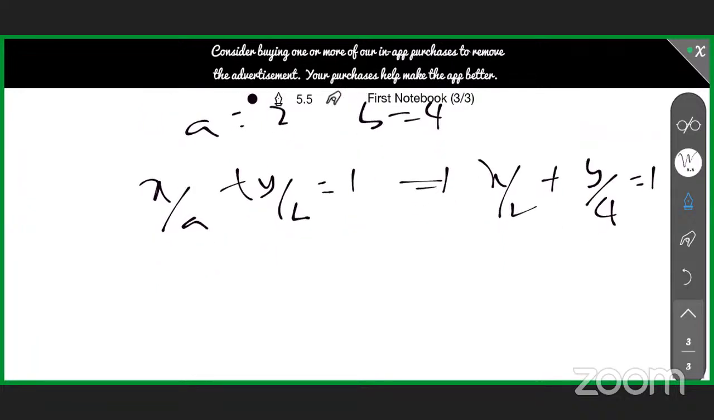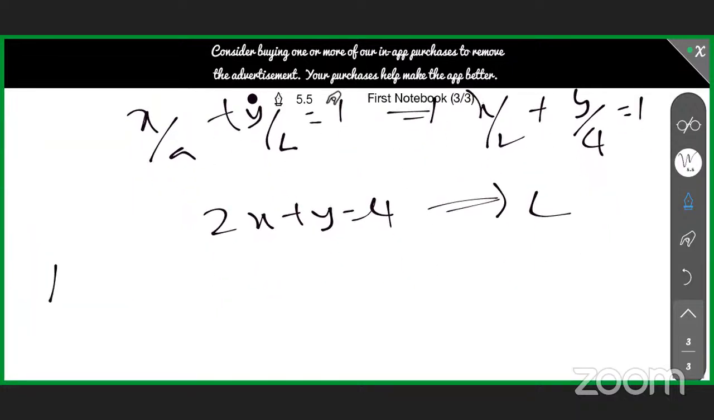That is 2x plus y is equal to 4. This is the equation of L.